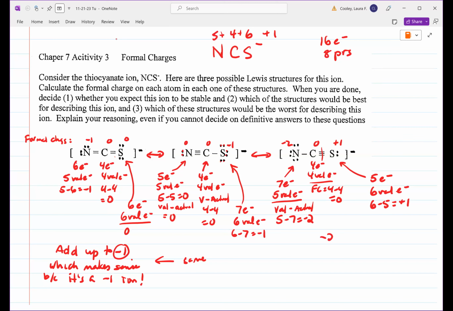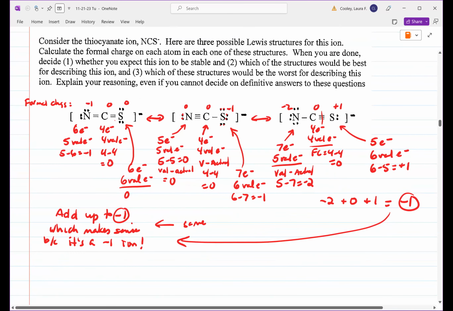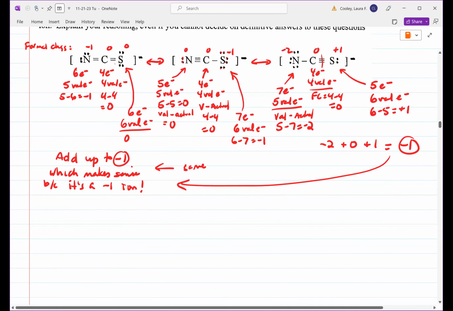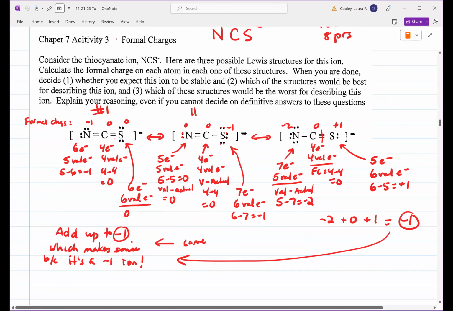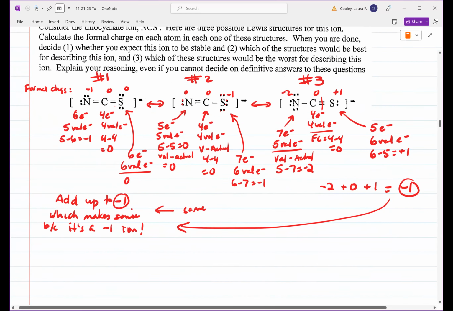And notice -2 plus 0 plus 1 is -1. So again, they all add up to -1, but that's no revelation here. The revelation is that you have really different situations here. Now we need to use those guidelines to figure out which of these is the better structure. So I'm going to call this number 1, number 2, and number 3. First of all, can you tell me which is the worst structure here?